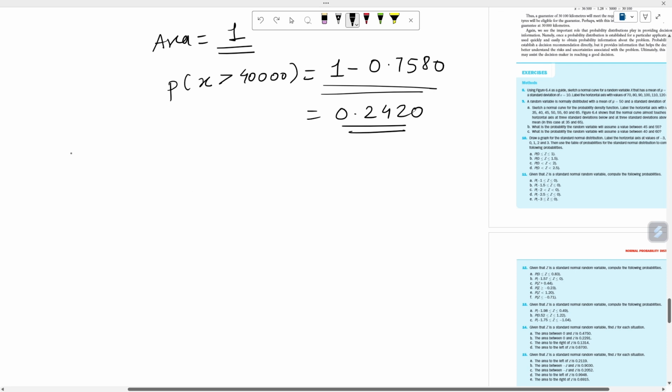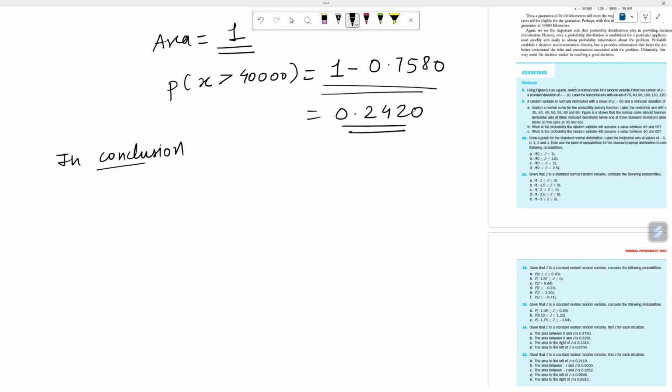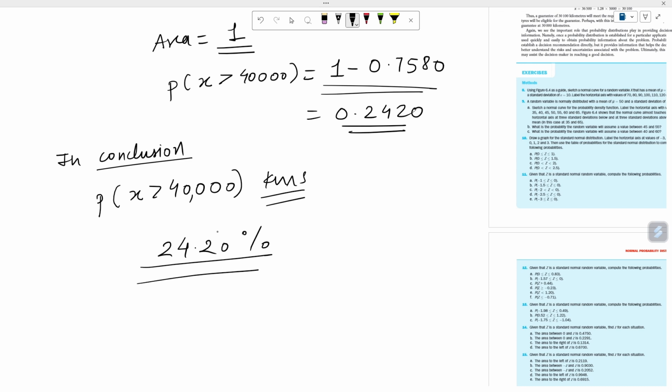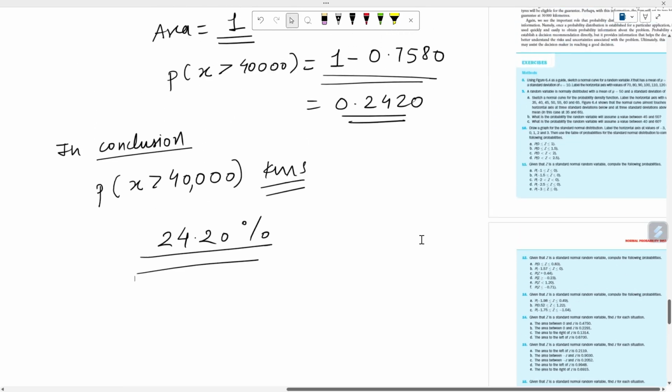Okay, in conclusion, the probability of tires which will last more than 40,000 kilometers is going to be 24.20%. This percentage of tires will last more than 40,000 kilometers. Alright, I hope you must have got this.